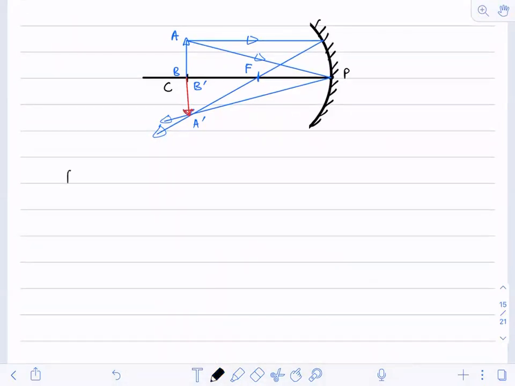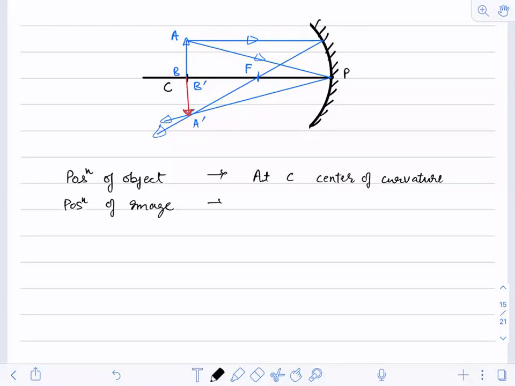Now you tell me the position of the object. Yes, position of object is at C, which is center of curvature. Don't forget that. What is C? Center of curvature. Position of image: yes, at center of curvature only.